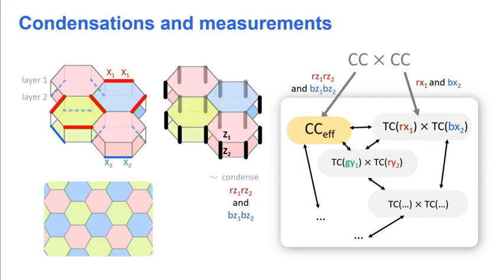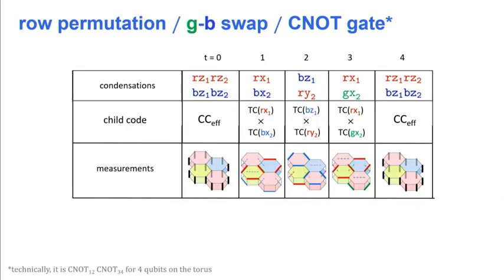Now, to achieve the third generator, we actually need an effective color code. That can be achieved by condensing two composite bosons, which is equivalent to measuring Z1, Z2 at each vertex. That gives us two coupled layers, but the effective code of those two coupled layers is a color code. But how do we get the color swap gate?